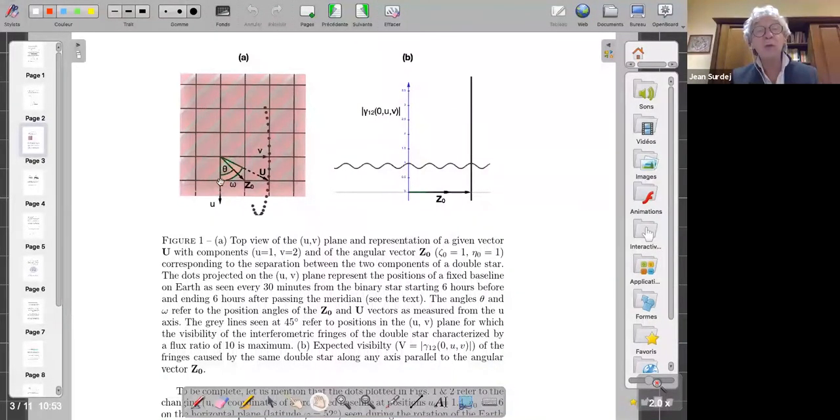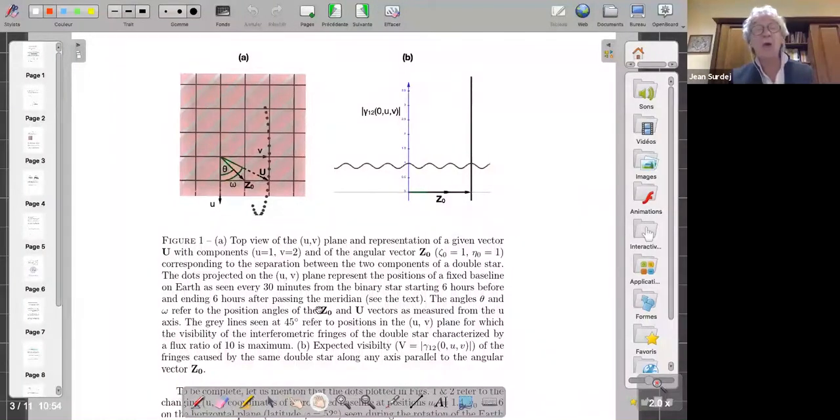So you see it's a vector, v equal 1 here, v equal 2 there. And there is another vector, angular vector z0, which is where the double star is located. So it's zeta 0 = 1, eta 0 = 1. So this is the vector here. It corresponds to the separation between the components of the double star. And now the dots you see here are projections on the UV plane of the positions of the fixed baseline on Earth, seen every 30 minutes in time from the binary star, starting 6 hours before and ending 6 hours after passing the meridian.